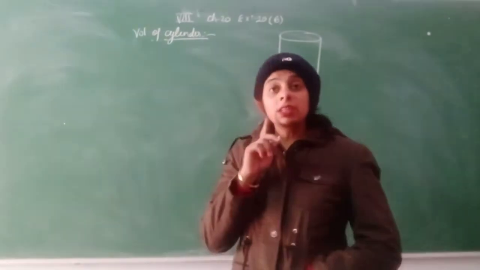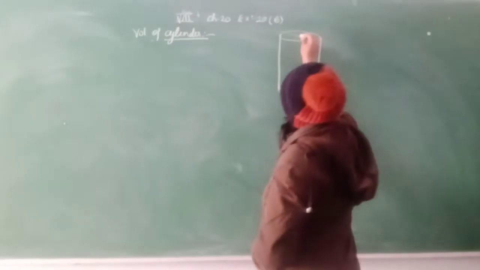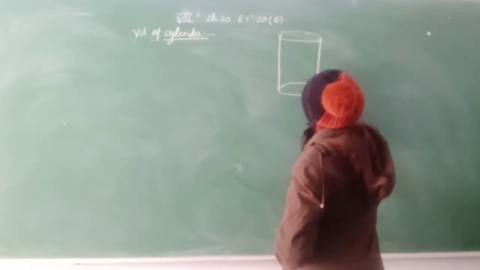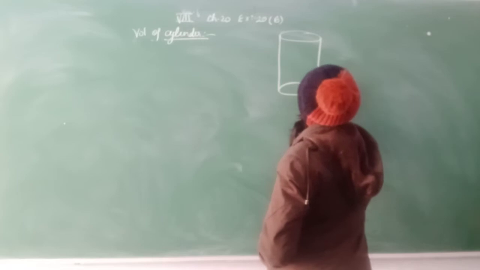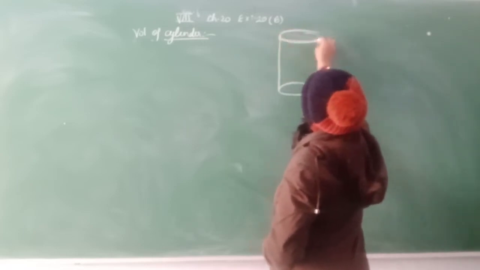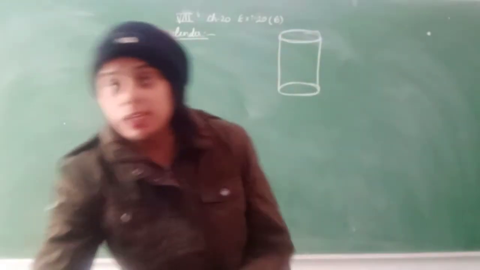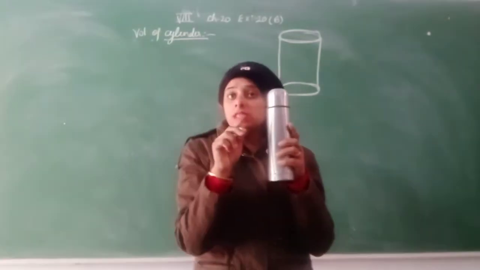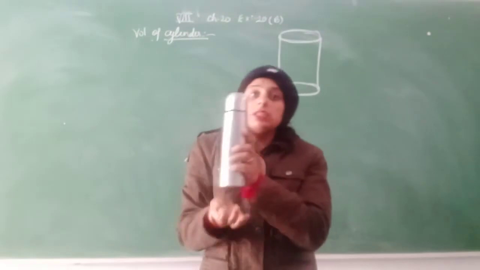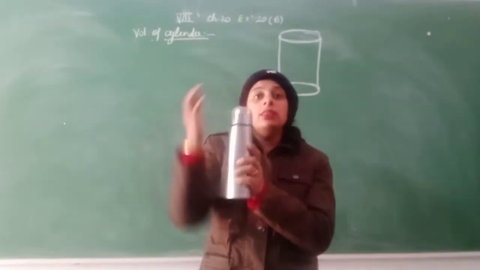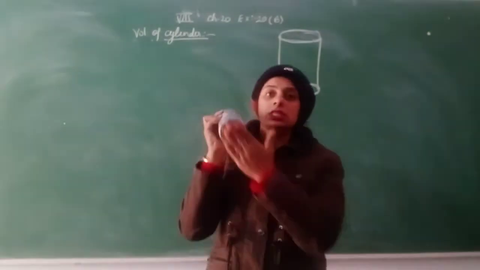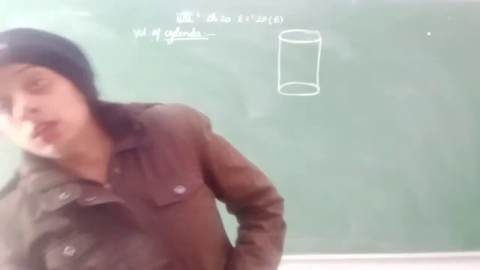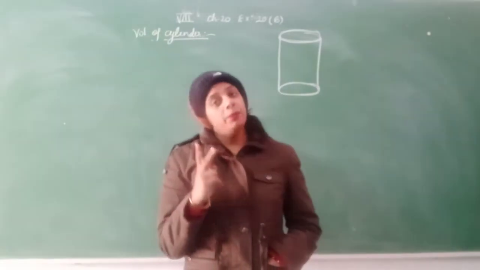So in this cylindrical shape there is one curved surface and two plane surfaces. These two are the plane surfaces. As you can see in this figure, this is your curved surface. Only one curved surface is there. And the top and the bottom are the plane surfaces, the circular faces. So you have one curved surface and two plane faces.